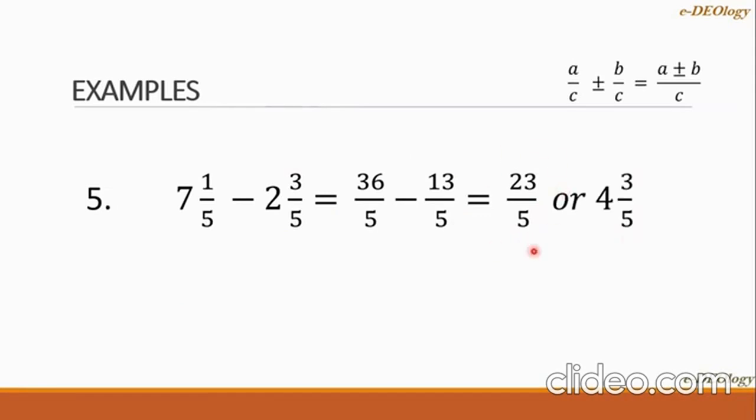Then we'll just convert this again into a mixed fraction. It becomes 4 and 3 over 5.